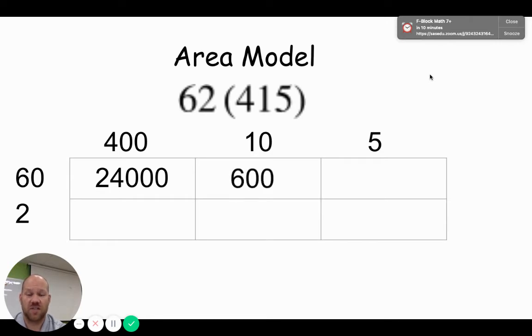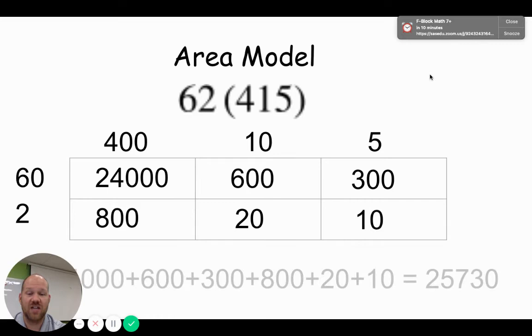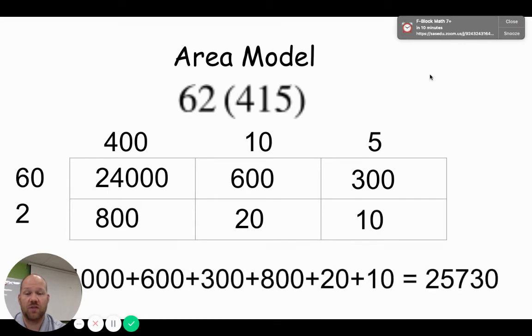All right, if you said 600, you got it. And then in the rest of them, 300, 800, and so on. And at the end, you add all of those things together. Right? It works just the same in algebra.